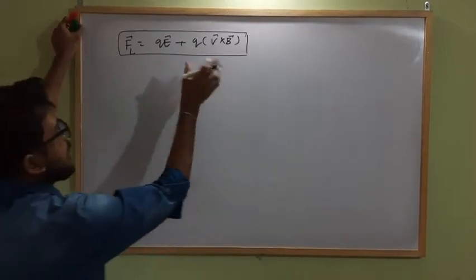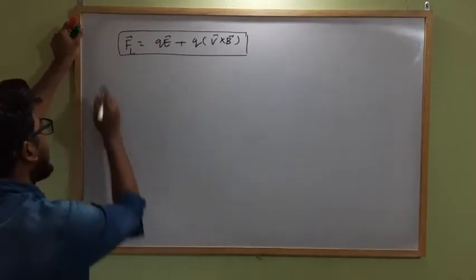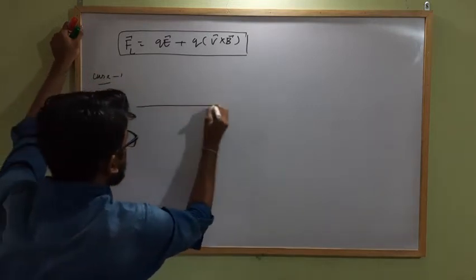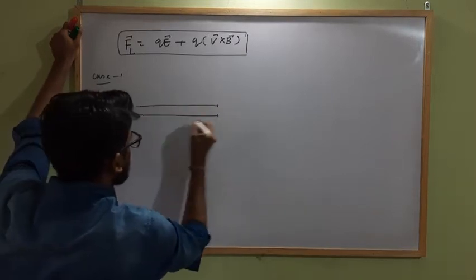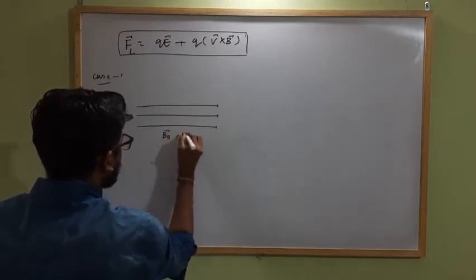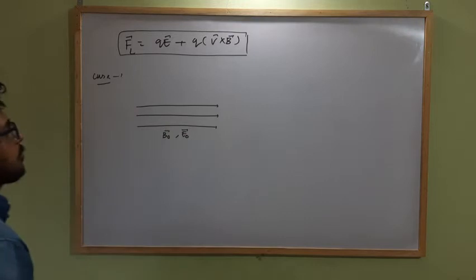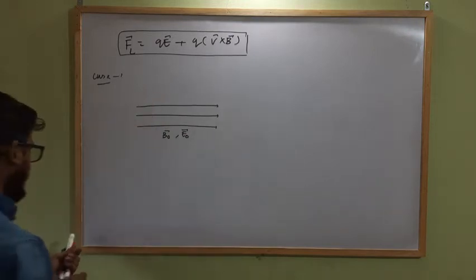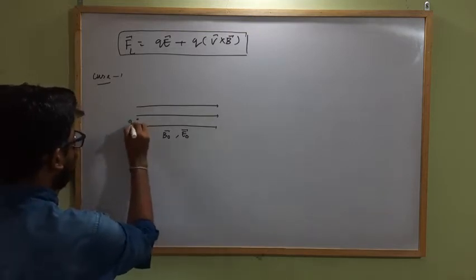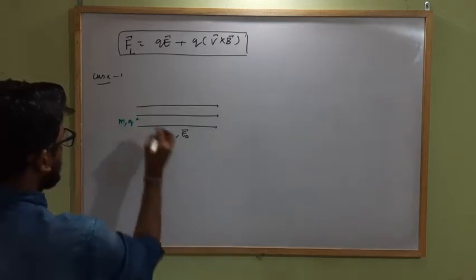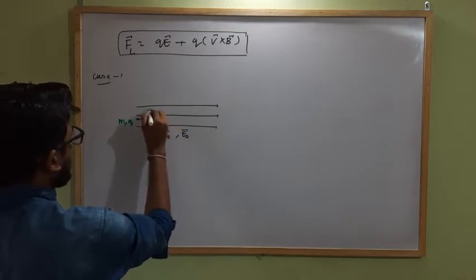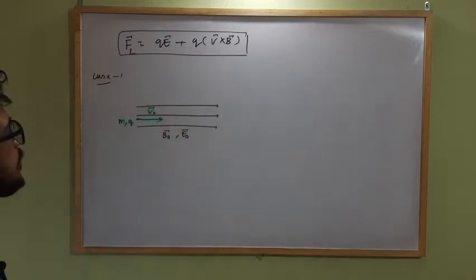If a charge is moving in a region where both electric and magnetic field are present. So let's take case 1. What will happen if both electric and magnetic field are present and they are parallel to each other? Both electric and magnetic field are present, parallel to each other, and here is a charge q of mass m, which is allowed to move parallel to the direction of the electric field and magnetic field with velocity v naught. Then what will happen to this charge?